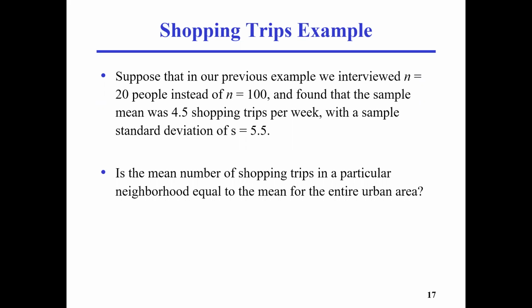Suppose that in our previous example, we interviewed 20 people instead of 100 people. So this time, the z-test, or the standard normal distribution, cannot be used, because 20 people is less than 30. And I found that the sample mean was 4.5 shopping trips per week with a sample standard deviation of 5.5. So the question is: is the mean number of shopping trips in this particular neighborhood equal to the mean for the entire urban area?